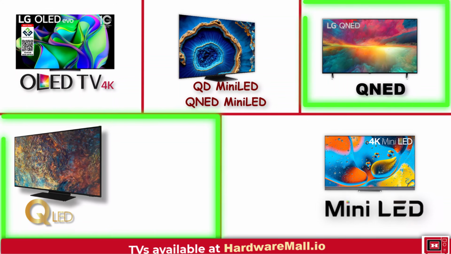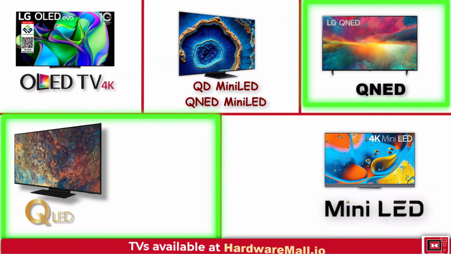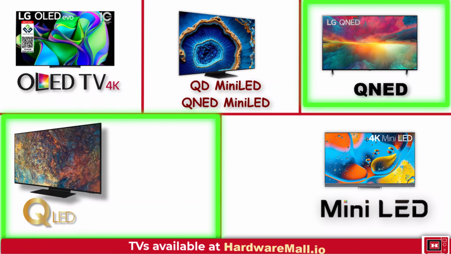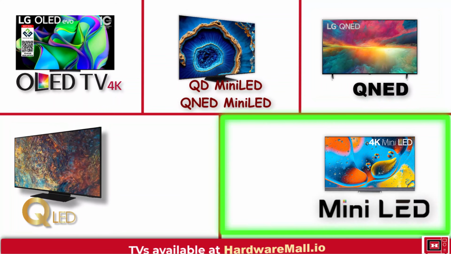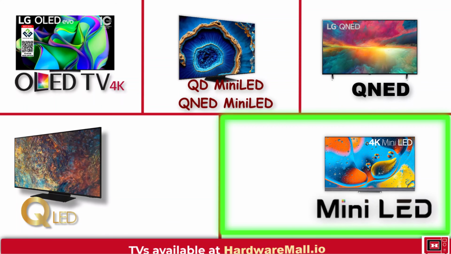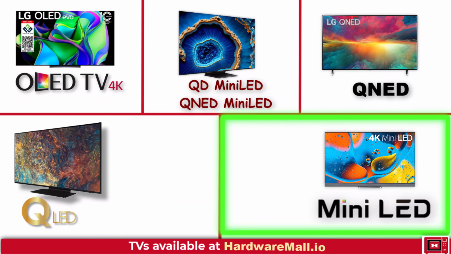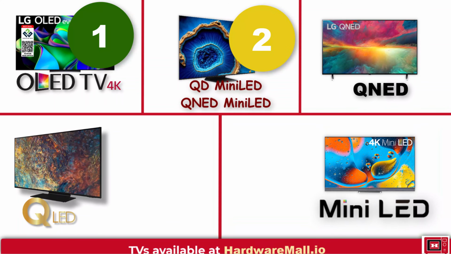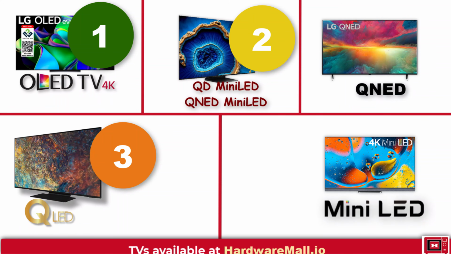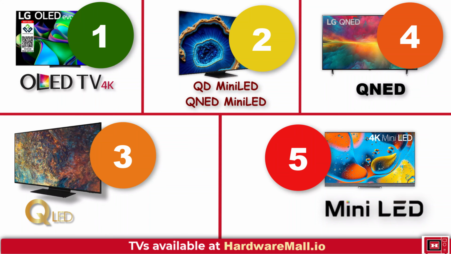QNED and QLED would also follow the same path, but with regular-sized LED backlights, there will definitely be losses on contrast. Regular mini LED without the quantum layer would also do well, but compared to these other ones, they have the least contrast level. So OLED, followed by QD mini LED or QNED mini LED, then QLED and QNED, and finally the plain mini LED.